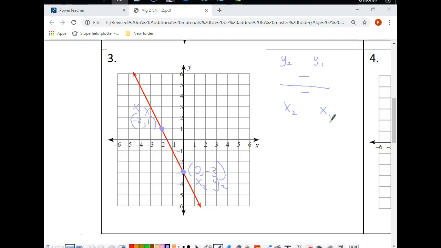All right, now how do you know what the labels are? Well, just remember x comes first, y comes second. It doesn't matter which set you call the 1s and which set you call the 2s, but what matters is x is first, y is second. The other big mistake I see is a lot of people are doing x's on the top and y's on the bottom, but it's the other way. It's y's on the top. It's rise over run and y is about up and down, right? All right, so Hannah, what's y2?